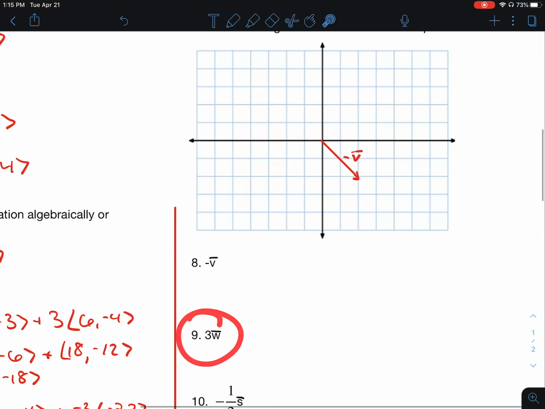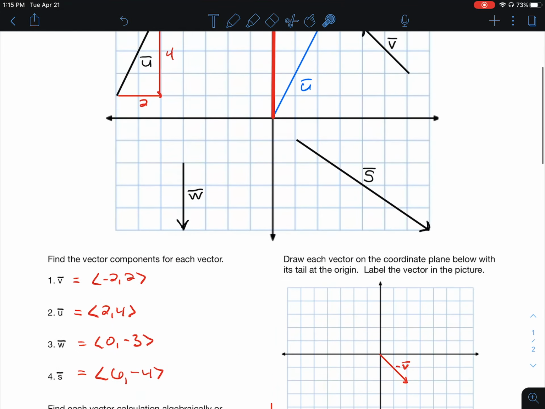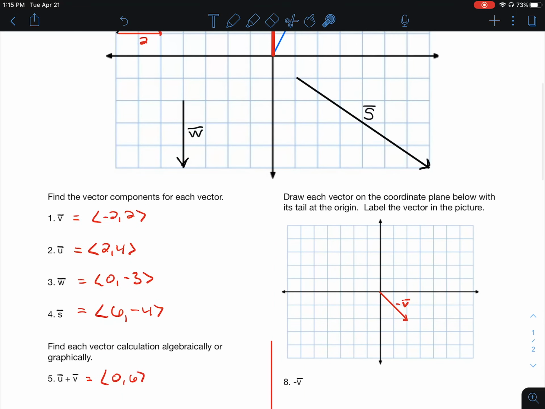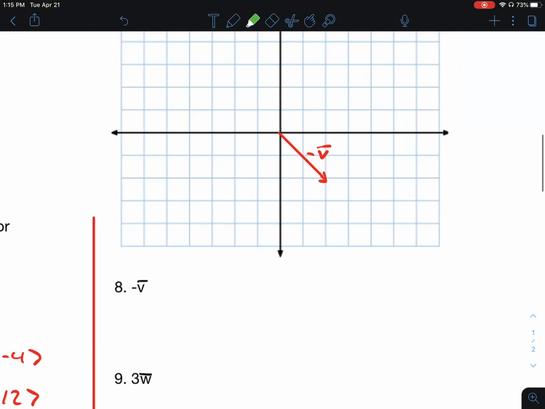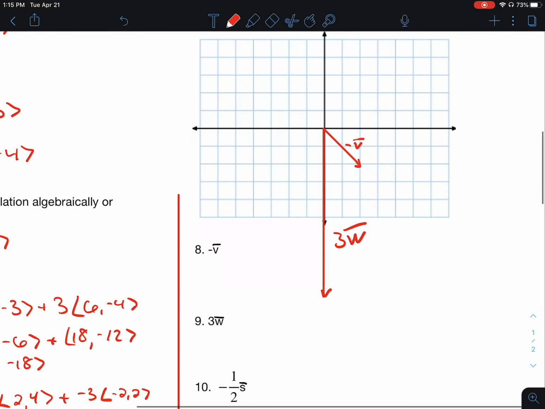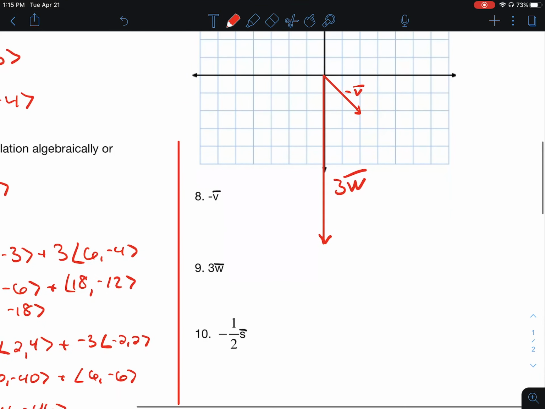Number 9, 3 times vector w. I don't have space to do that, but we'll figure it out. Vector w is down 3 units, 3 times that. So that's down 1, 2, 3, 4, 5, 6, 7, 8, 9, maybe something like this. Probably should have thought that out a little bit better before I made that problem.